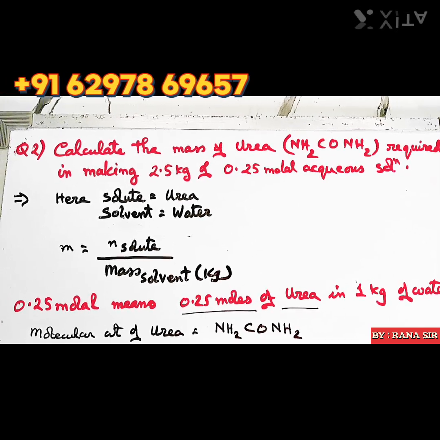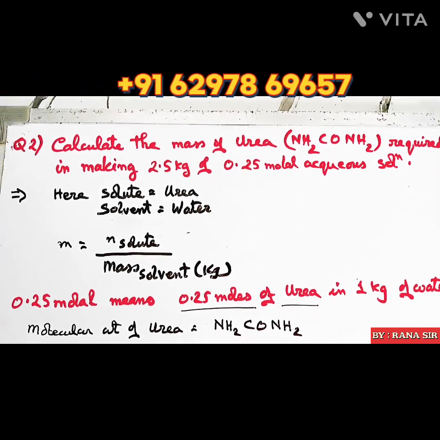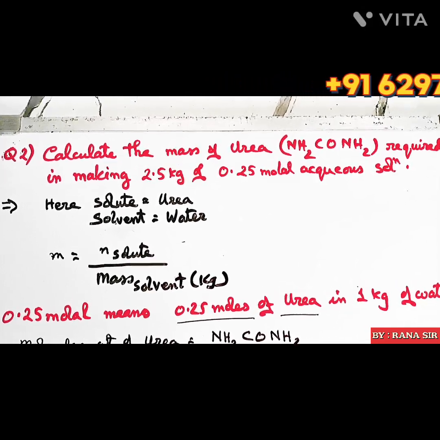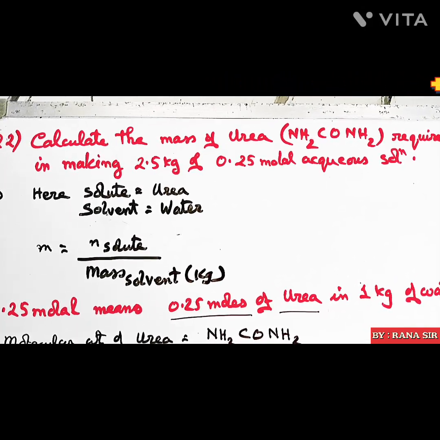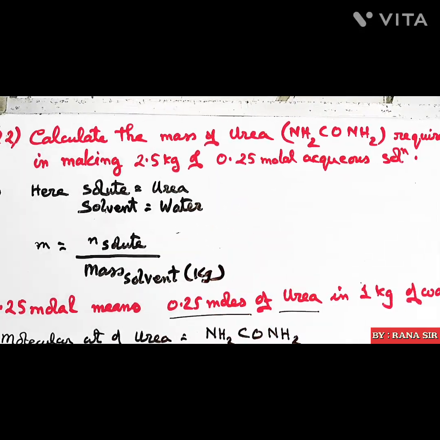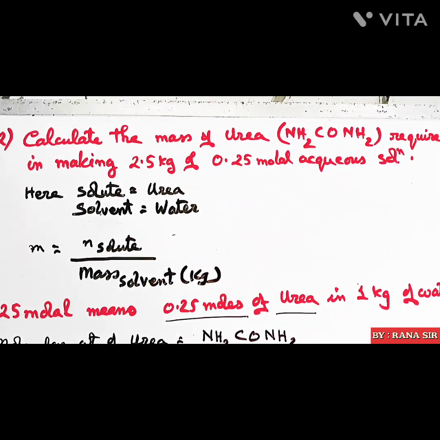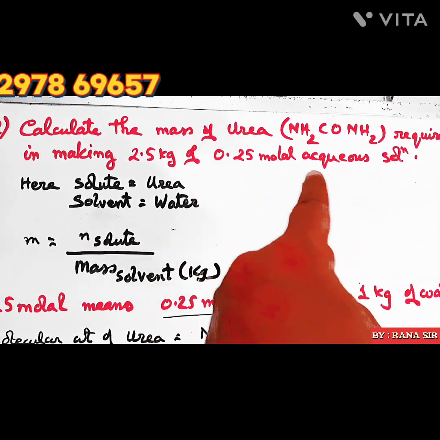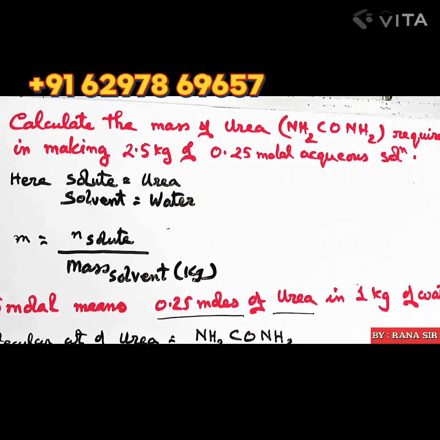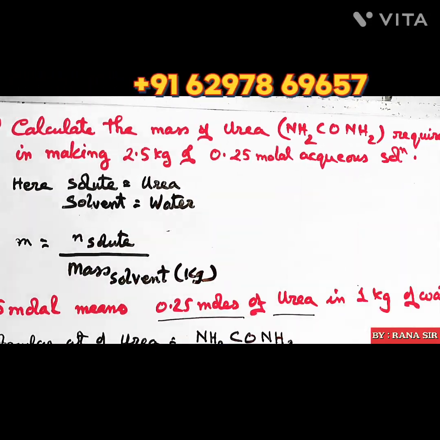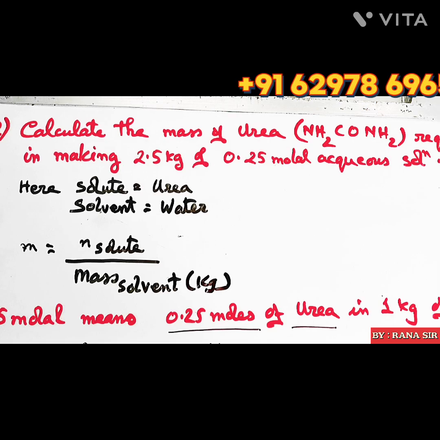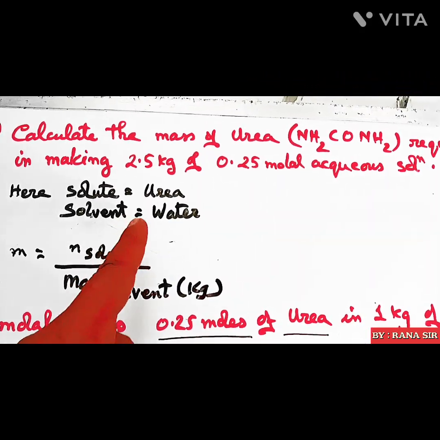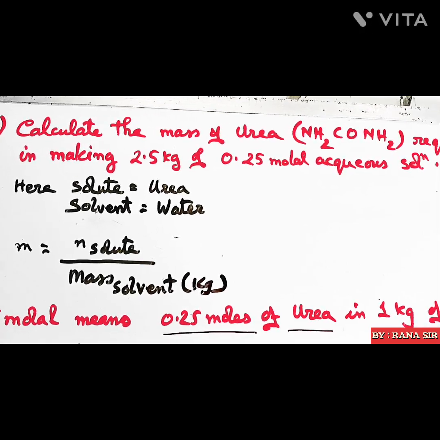So question number 2, calculate the mass of urea, formula of urea NH2CONH2, required in making 2.5 kilogram of 0.25 molal aqueous solution. So 0.25 molal aqueous means water solution. So reading this question, we have found out that it is an aqueous solution, urea is mixed in the solution, so urea is solute and water is solvent.